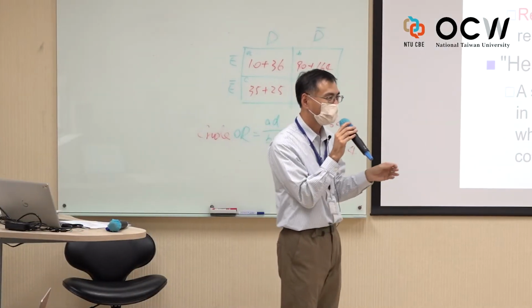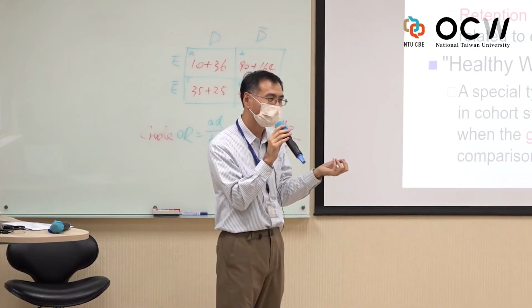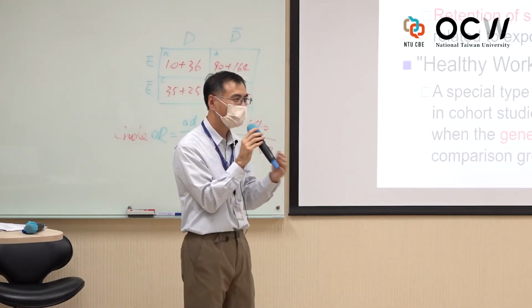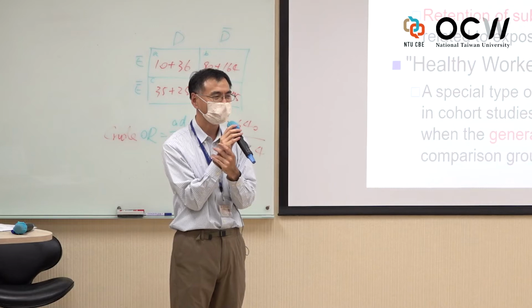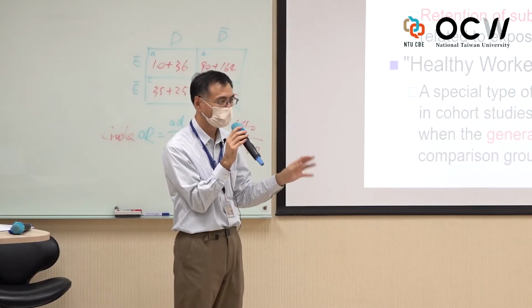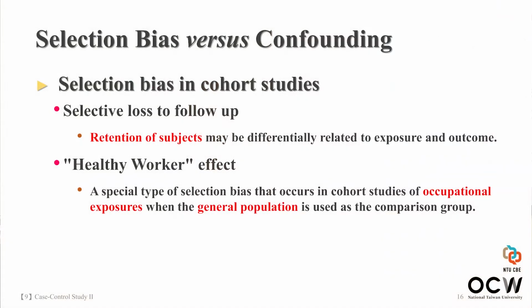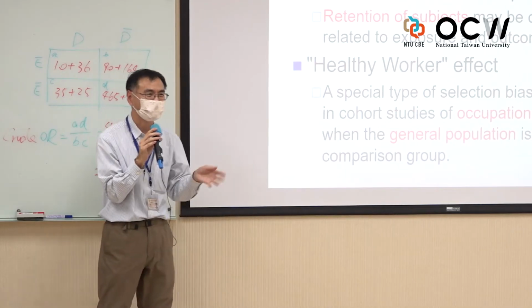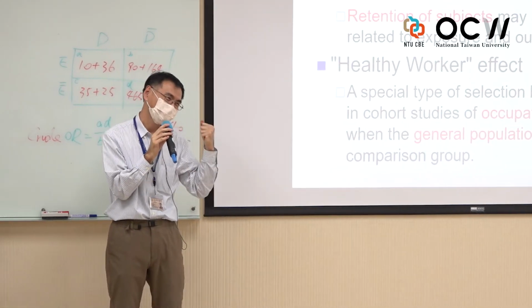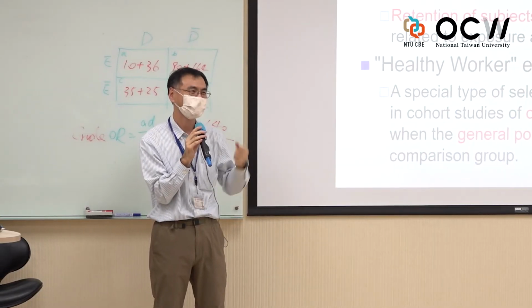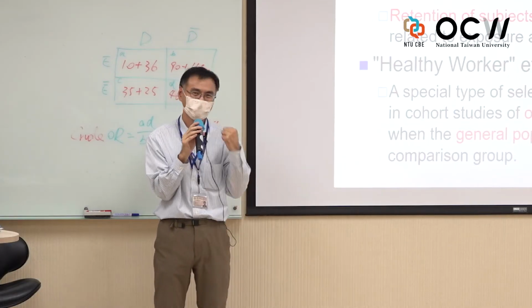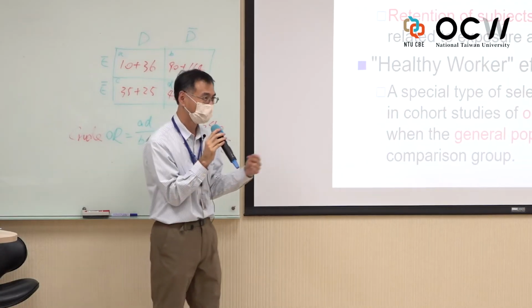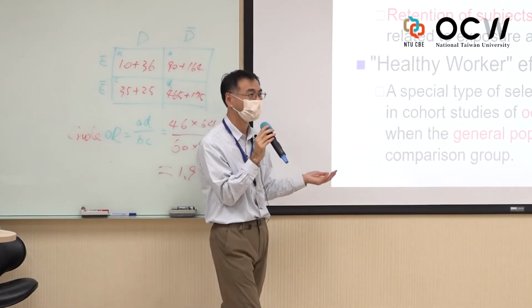But in a different kind of occupation or industry, we may find that it's not so harmful or even protective. That's weird. They're potentially exposed to something, but we cannot observe the same, or we even observe the opposite direction of relative risk. It's a special type of selection bias that occurs in cohort study of occupational exposures when the general population is used as a comparison group. Why is that? The best example is firefighters. They're healthier and stronger, and they keep training to keep their body shape, right? So the risk of, for example, cardiovascular disease will of course be lower.